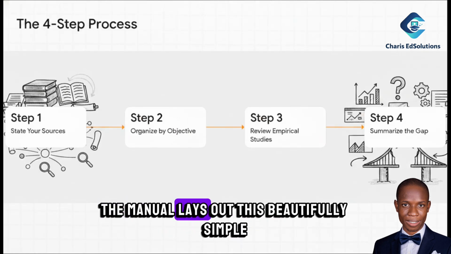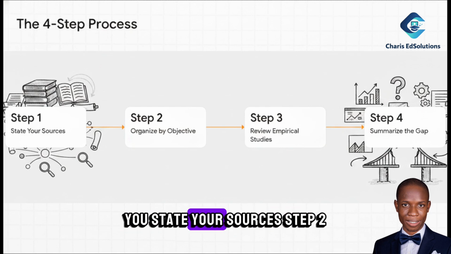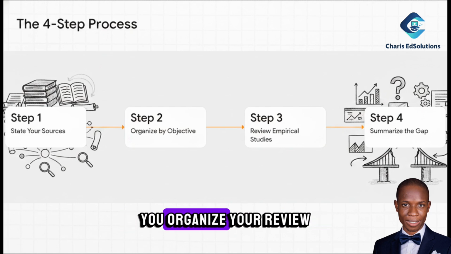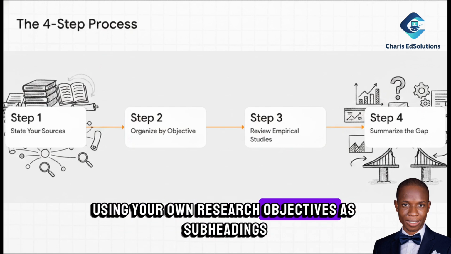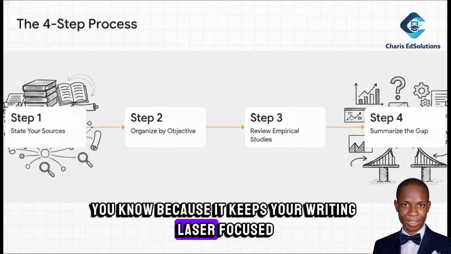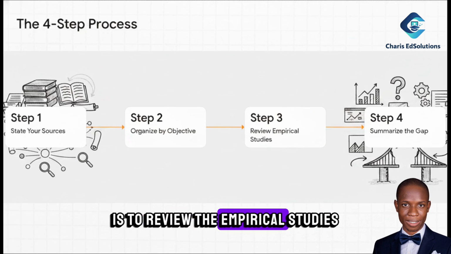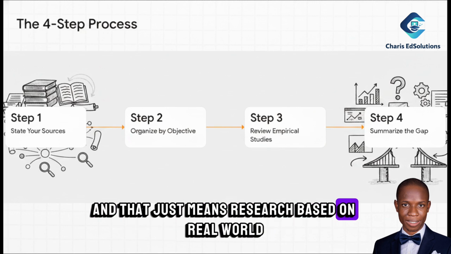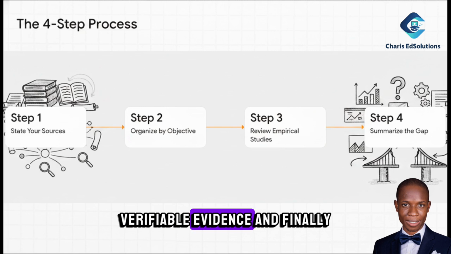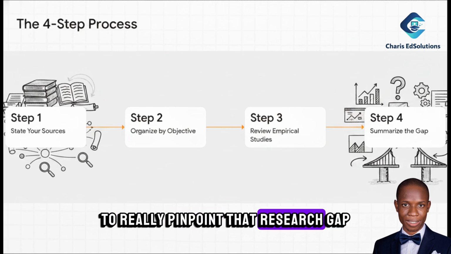Now, the manual lays out this beautifully simple four-step process. Step 1, you state your sources. Step 2, you organize your review using your own research objectives as subheadings. And this is a really clever trick, because it keeps your writing laser-focused. Step 3, and this is the heart of it, is to review the empirical studies. And that just means research based on real-world verifiable evidence. And finally, Step 4, you summarize everything to really pinpoint that research gap.